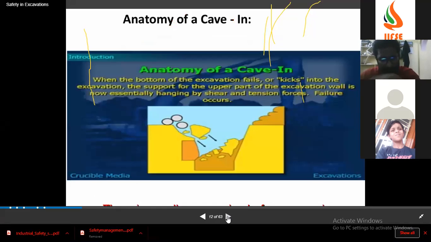This is the anatomy of caving. Any caving happens only when the adjacent sides have pressure. So what are the precautions to be followed?